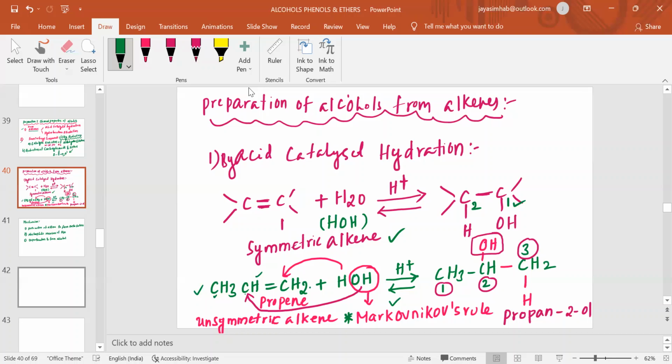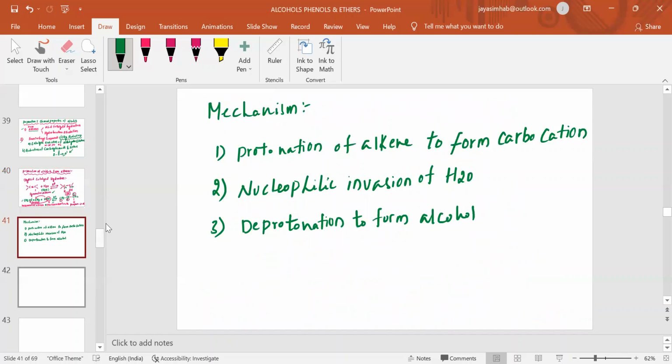But the entire mechanism is divided into 3 steps. Acid catalyzed hydration of alkene, which forms the alcohols, is divided into 3 steps. First, protonation of the alkene to form a carbocation. Protonation means addition of H plus, or proton. Then nucleophilic attack of H2O. Nucleophile: nucleo means nucleus, and philic means loving or attracting.